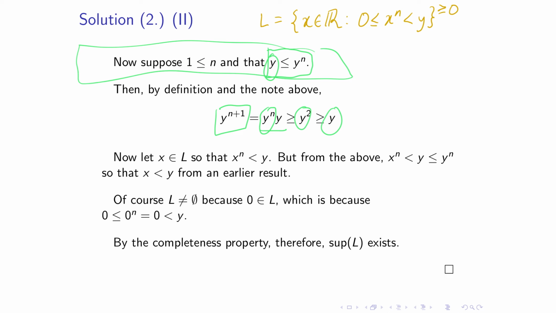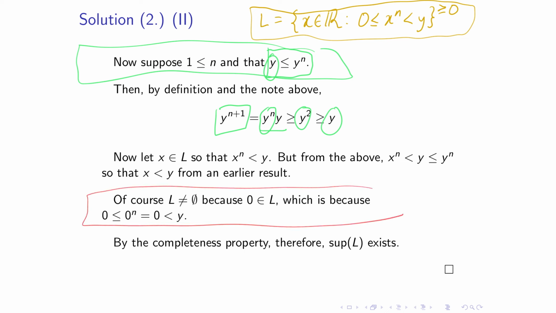Now, to move on to the next part, recall the next part was about this set, L, defined in this way. And what we wanted to show is that this set is non-empty and has some upper bound. Now, the fact that it's non-empty, I think, is pretty straightforward. We know that it must contain the number 0, because after all, 0 to any natural number exponent is equal to 0.